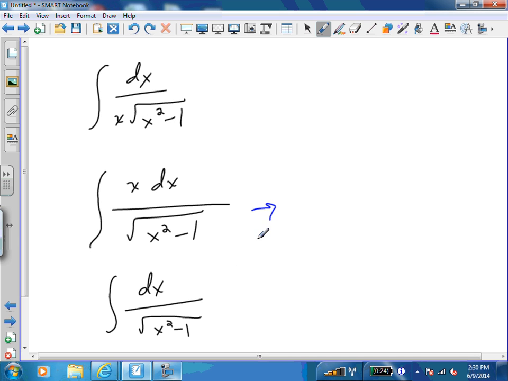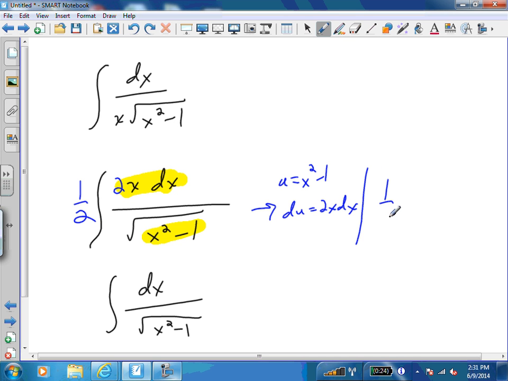If we look at this one, you may notice there's a connection here. If we were to let that be u, that's just the derivative of that. If u was x squared minus 1, du is 2x dx. So if we put a 2 and a 1/2, we could just change that to 1/2 the integral of du over the square root of u, which we can change to u to the 1/2, move that up, and use the power rule for that.